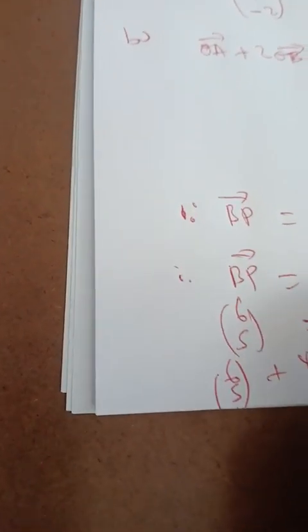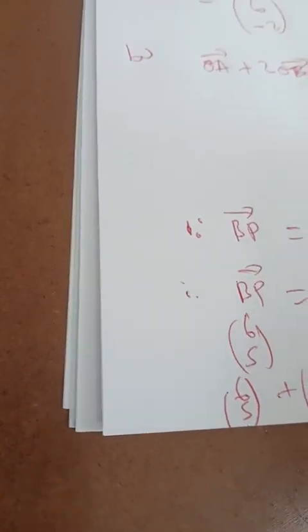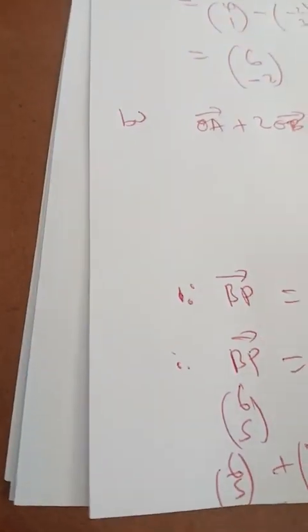6, 5 is equal to OP, the one that we want to calculate, minus OB, which we are given as 4, 1. Transferring vector 4, 1 to the right hand side gives 6, 5 plus 4, 1, equals OP. So that's how we find OP there.